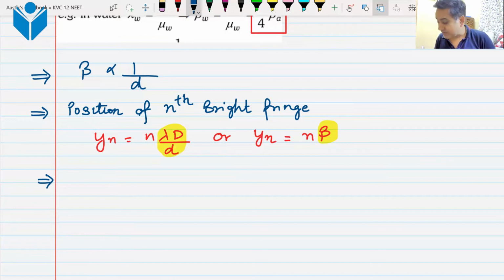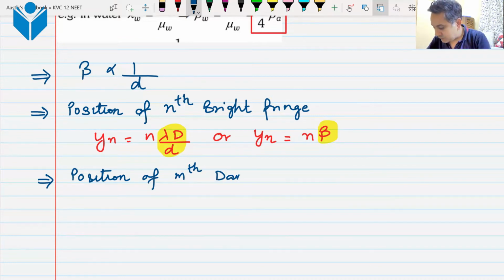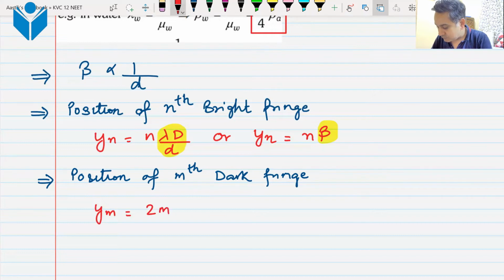This is the position of nth bright fringe. Now, if I go to the same point and ask you what is the position of mth dark fringe, I'm using n and m for bright and dark so that we don't confuse. If you remember the formula for mth dark fringe, it was (2m minus 1) into lambda D by 2d. Do you remember this?